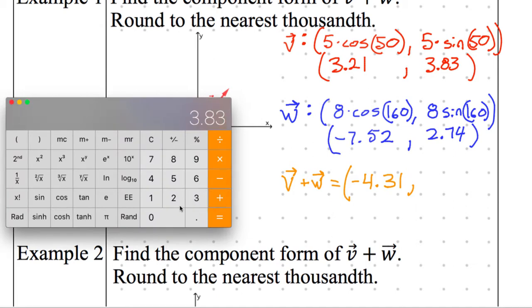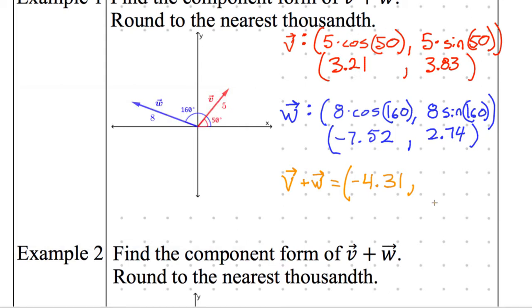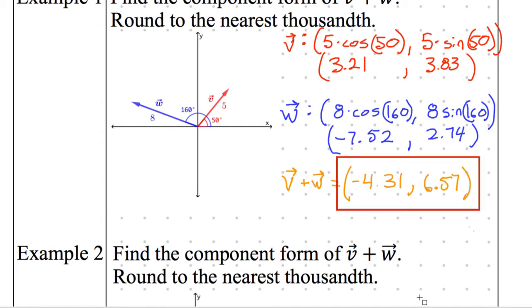3.83 plus 2.74, 6.57. Yeah, nice. Okay, and that's the answer. That's all you're looking for today.